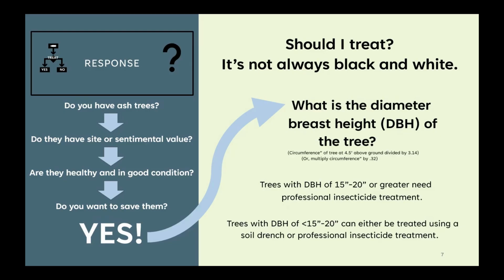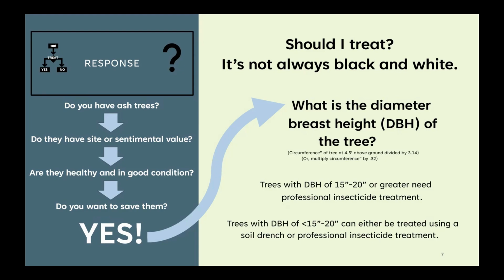in the form of insecticide applications. But if you answer yes to these questions, we can move on to the next consideration, which is what is the diameter breast height, or DBH, of the tree. This can be determined by a couple of different formulas, one of which is taking the circumference in inches at the tree 4.5 feet above the ground, and then dividing by 3.14, or alternatively multiplying the circumference in inches of the tree by 0.32. Both of these formulas will result in the DBH of the tree.